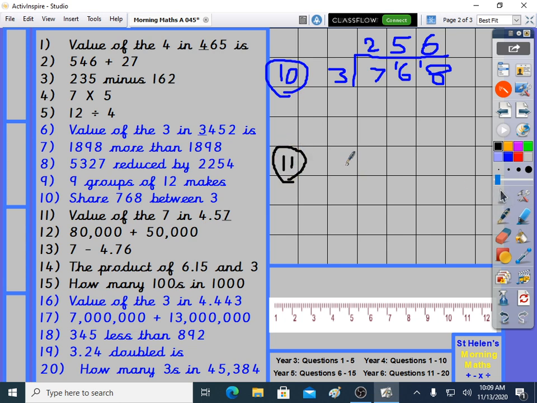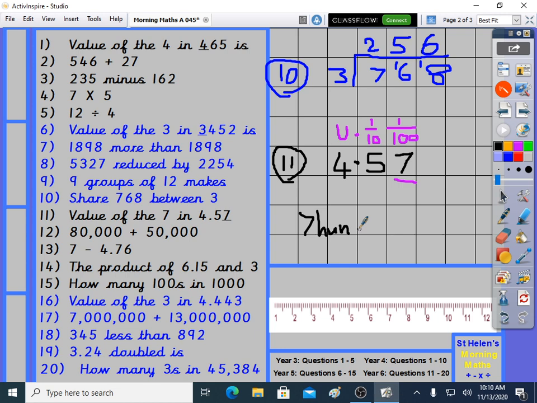Value of the 7 in 4.57. Oops, it's not very neat, is it? Make sure it looks like a 5. It nearly looked like a 6 then, didn't it? If you're watching. Value of the 7 in 4.57. So this is a place value question. I'm going to put the hats on, but with a decimal point, it's always units that comes before the decimal point. Next column is called the tenths, and as you know, the next column is called the hundredths column. We're looking for the value of the 7, so it's worth 7 hundredths.